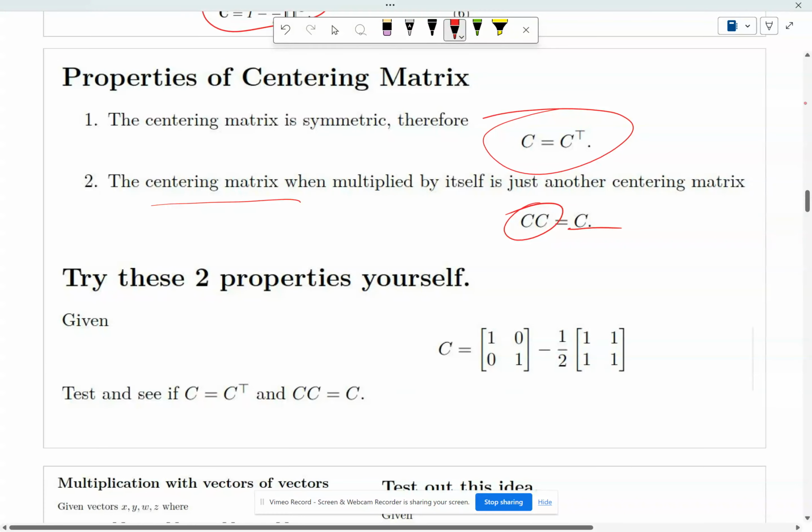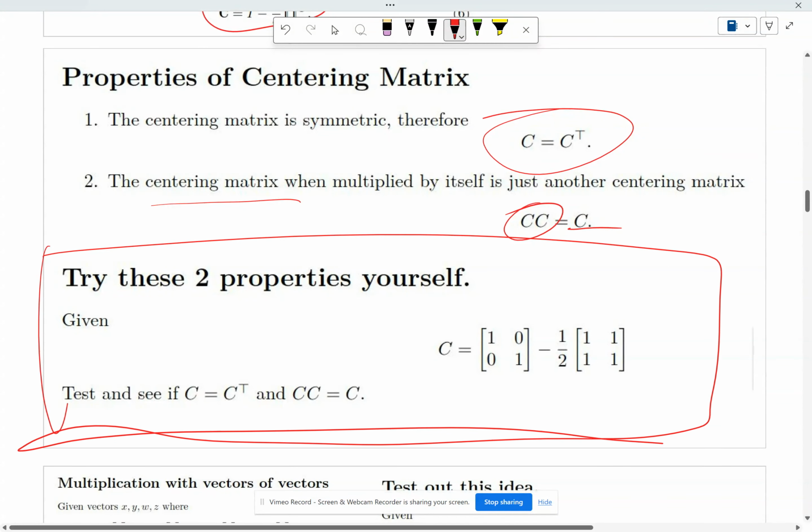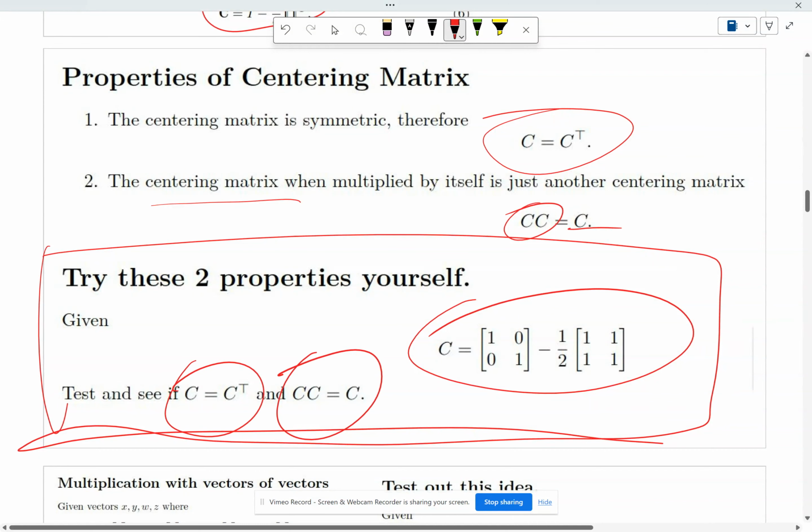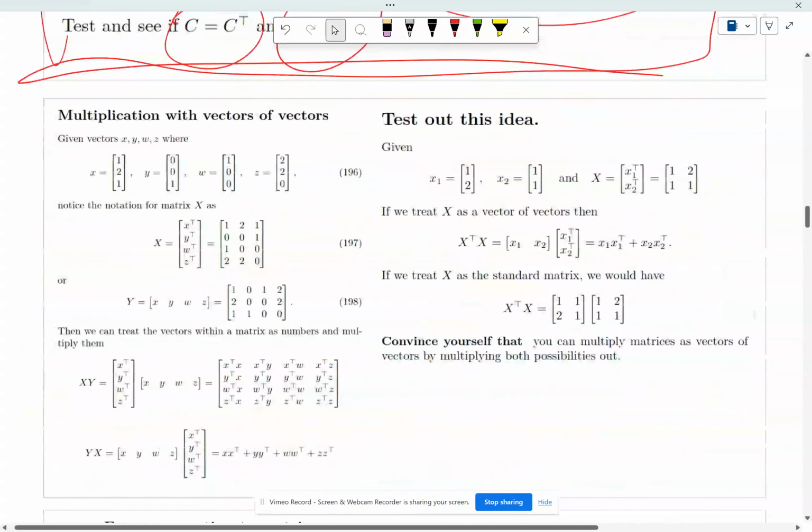Now, for those two properties, once again, I want you to pause the video. Here's the centering matrix. Test, and convince yourself that these two properties are indeed true. Okay, pause, and we'll go from here.